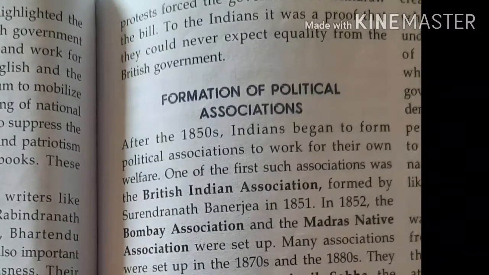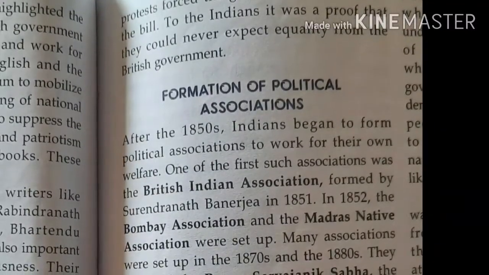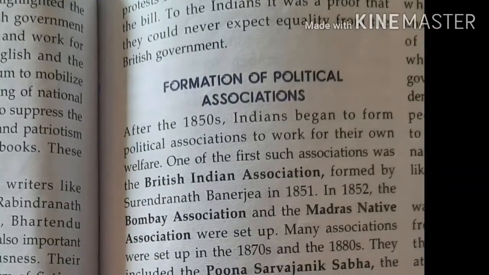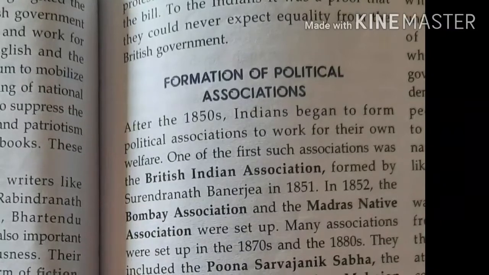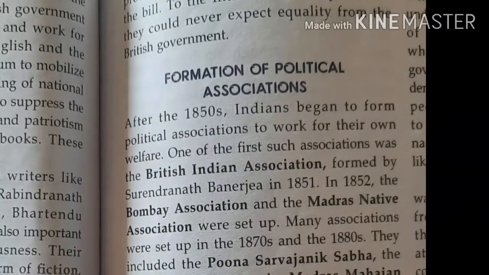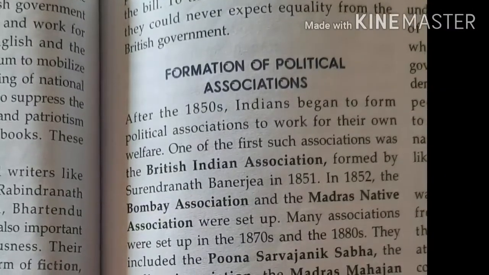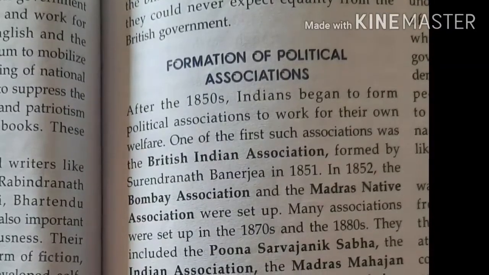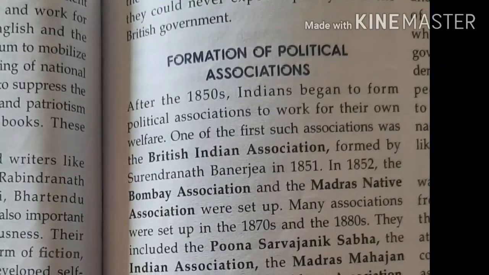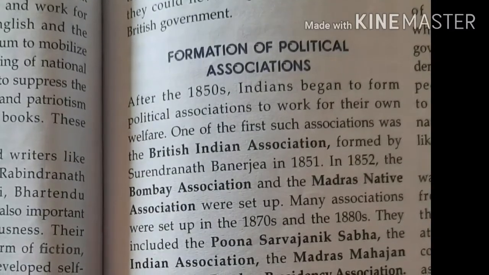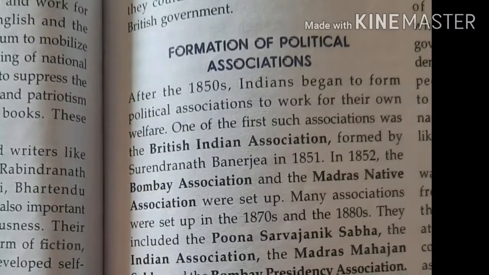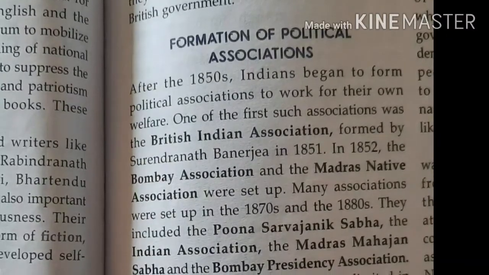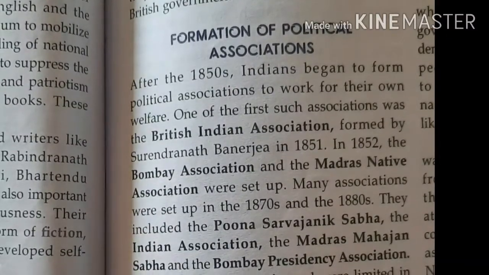Our next topic, formation of political associations. After the 1850s, Indians began to form political associations. So Indians, after these immediate factors, began forming associations for welfare. One of the first such associations was the British Indian Association, formed by Devendranath Tagore in 1851. You have to remember this for MCQs. In 1852, the Bombay Association was made. The Madras Native Association was also set up.